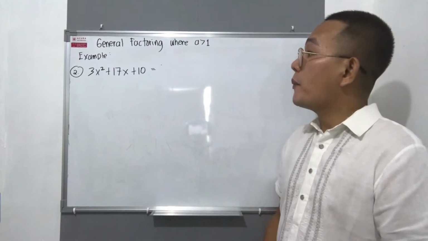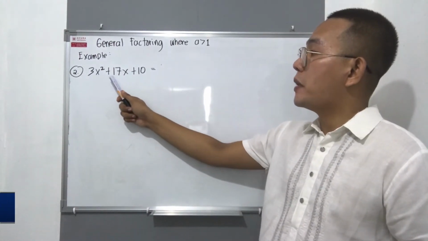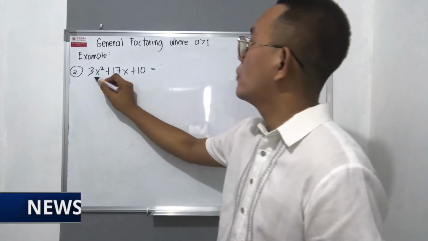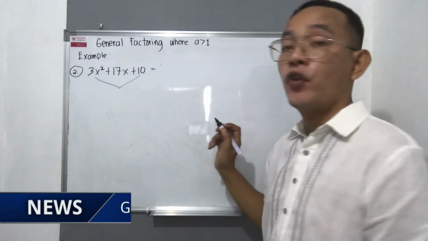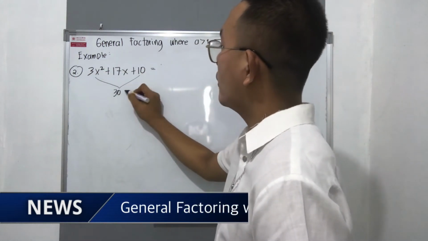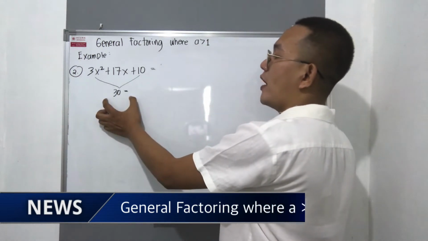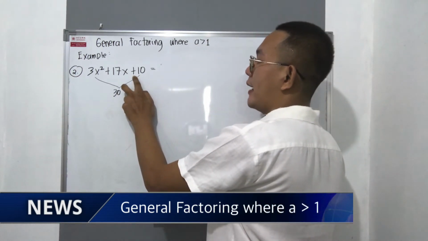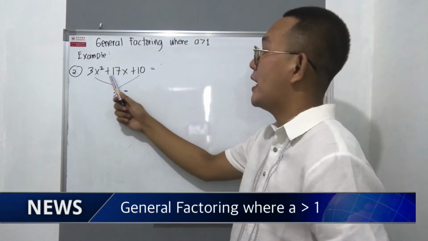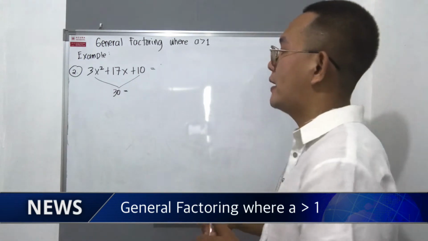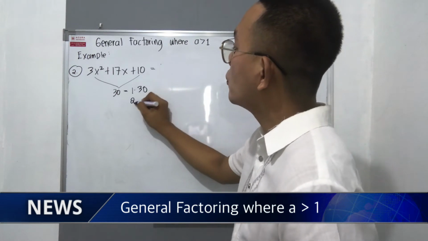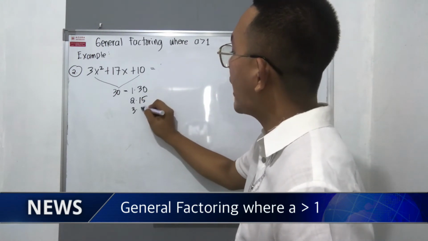Okay, for number 2 example, we have 3x squared plus 17x plus 10. So, ang una natin gagawin is kunin natin yung product ng ating first term and last term. So, 3 times 10 equals to 30. Mula sa 30, hahanap tayo ng factor na kapag pinag-plus natin, since last term natin is positive, ang hinahanap natin is sum. Pag pinag-plus natin, 17 dapat ang lalabas. Factors ng 30: 1 times 30, 2 times 15, and then 3 times 10.